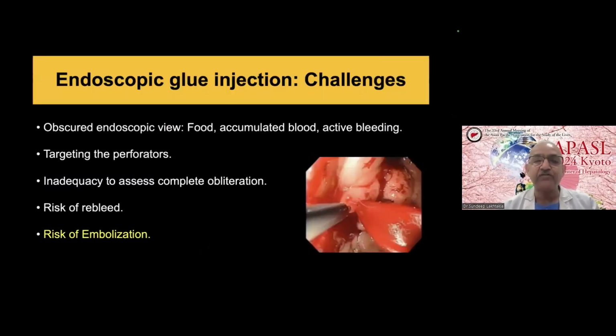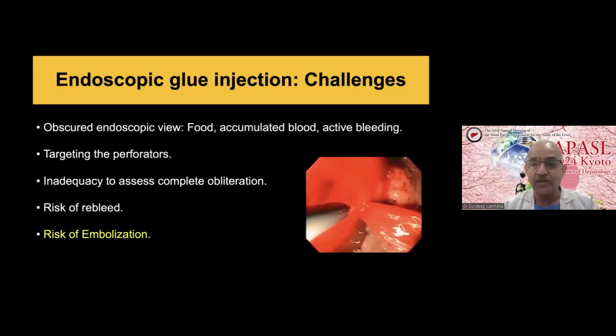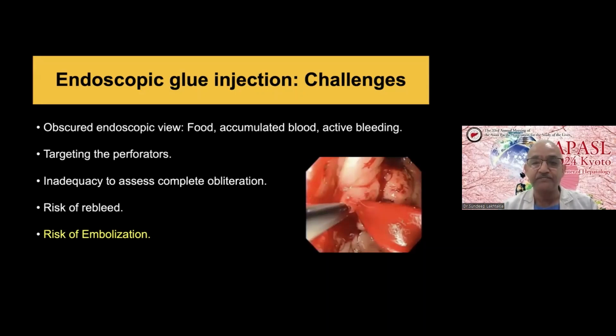So the challenges that one faces with endoscopic glue injection using forward-viewing endoscopy is an obscured endoscopic view with blood, food, or even active bleeding. It's difficult to target the perforators, which are communicating the extragastric to the intragastric varices. It's inadequate to assess the complete obliteration. There's always a risk of rebleed because you will not know some of the varices are still left behind. And of course, the most serious one, the one highlighted in yellow, is the risk of embolization, as you can see on the video here.